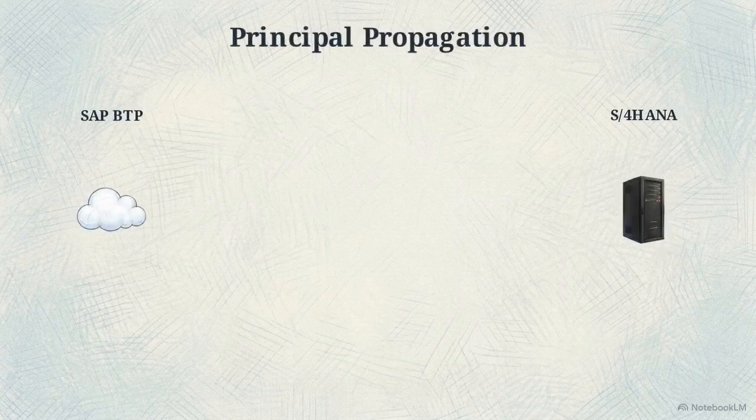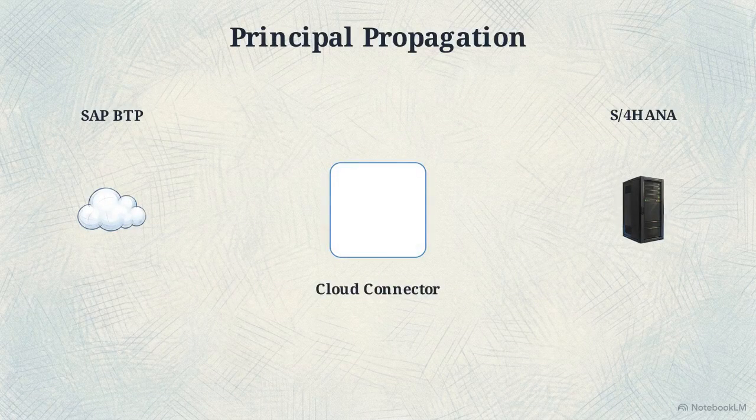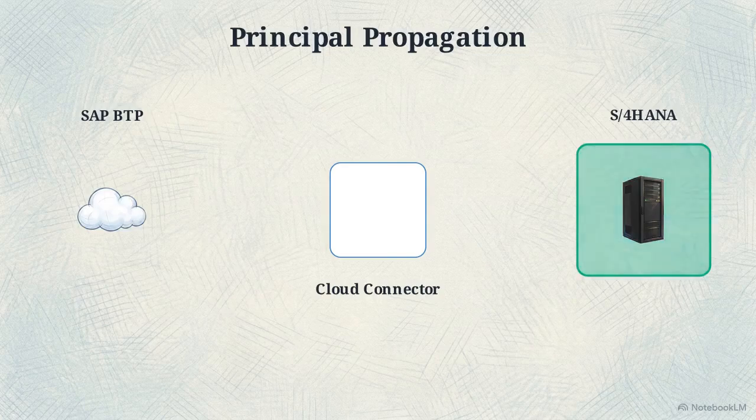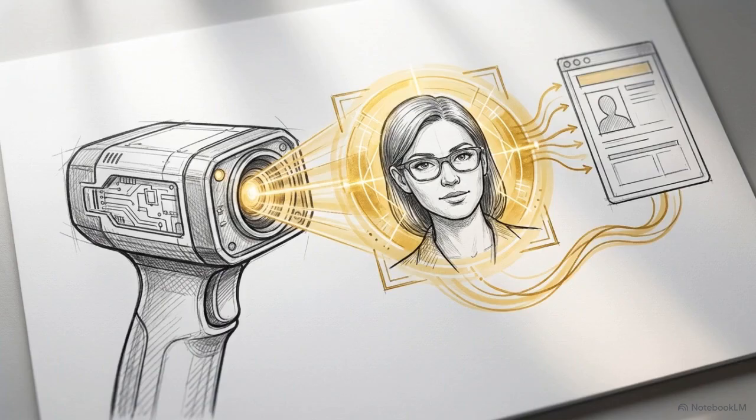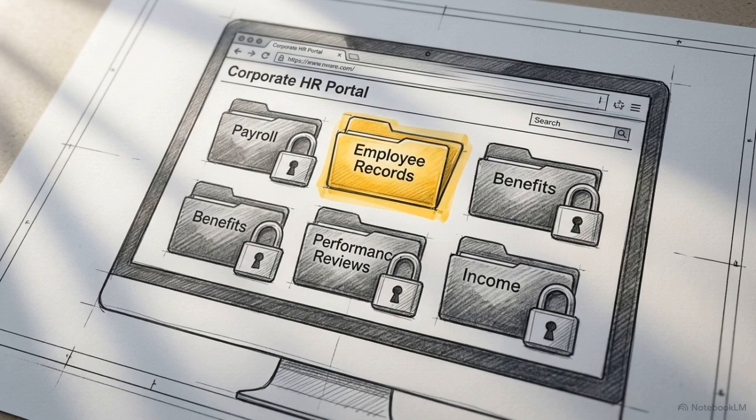The solution is principal propagation. Through the SAP Cloud Connector, this establishes a trusted relationship. When a user logs in, their identity token travels to the Cloud Connector, which maps that identity and generates a short-lived X509 certificate to access the on-premise backend. This provides passwordless security. Because the backend system sees the exact individual making the request, users only interact with data their SAP role authorizes, completely eliminating the risk of identity spoofing.